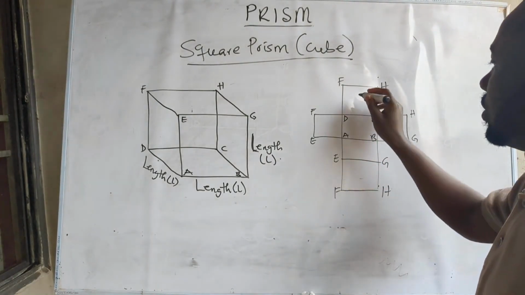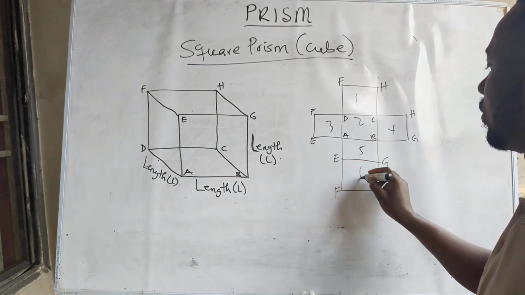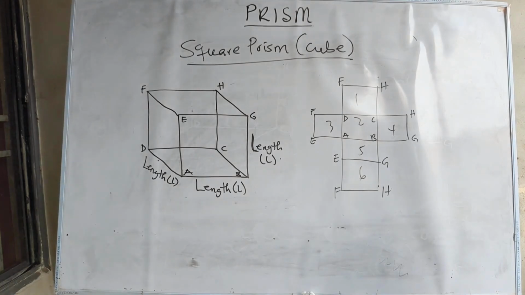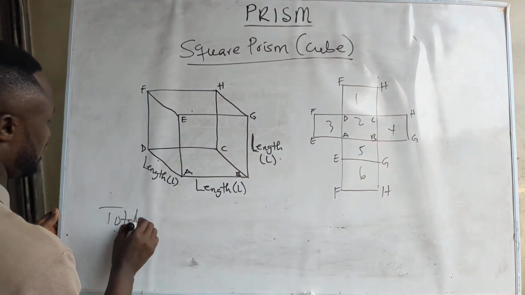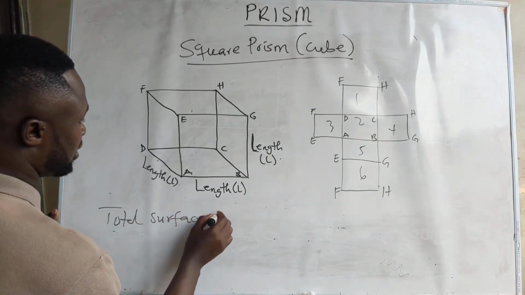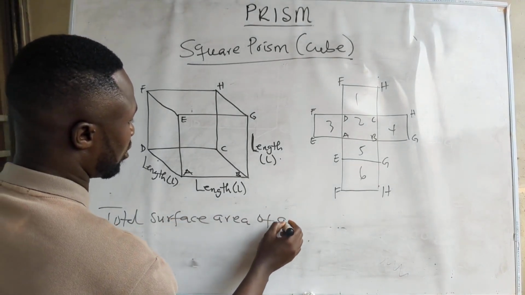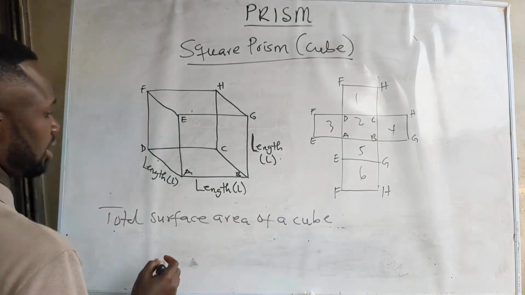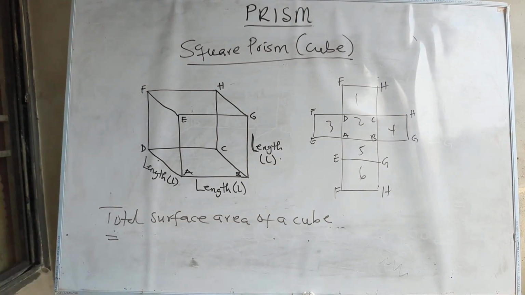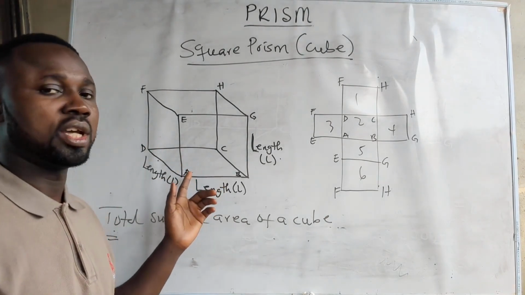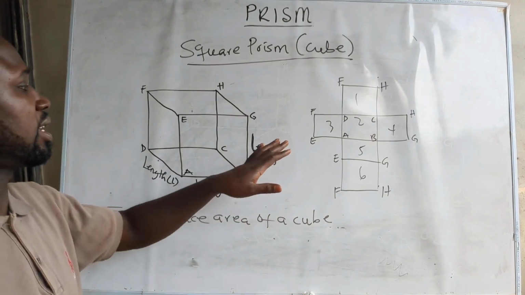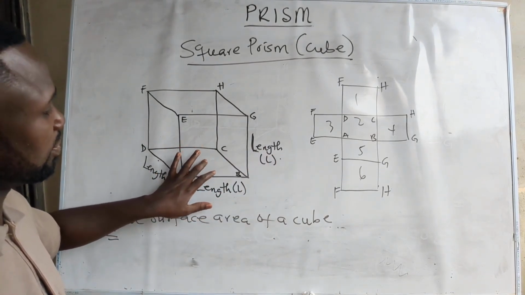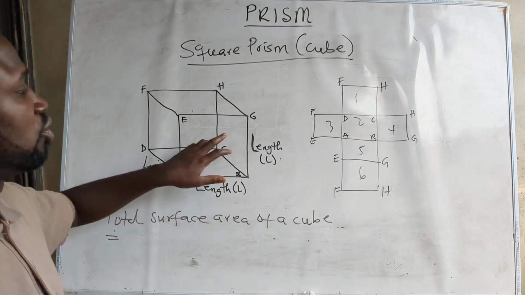Okay, so how many faces? 1, 2, 3, 4, 5, 6. So we have 6 faces of the cube. So if I want to find the total surface area of a cube, since this is a square prism, and for a square all the dimensions are the same, it means that if I take just this particular place, the square here, it will be the same as all the rest.